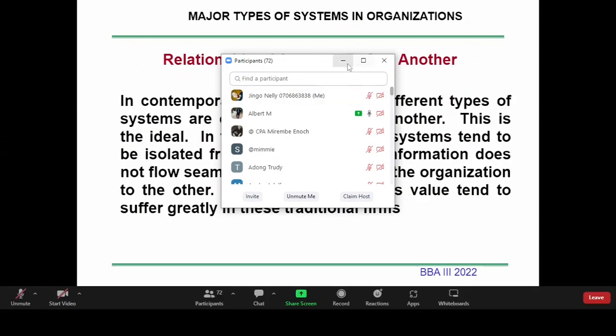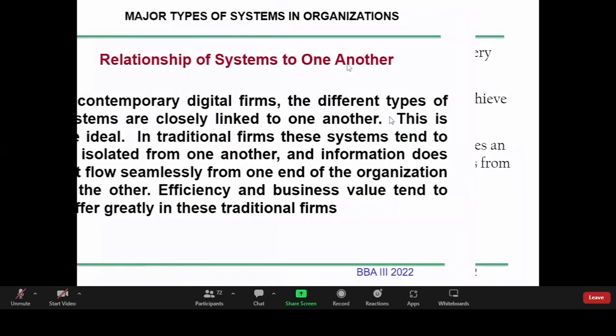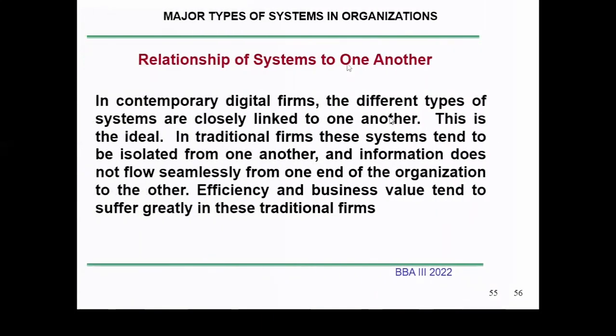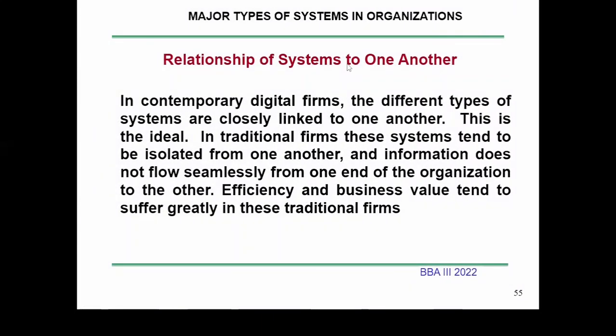I'll move on to relationship of systems to one another. We are saying that in contemporary digital firms, the different types of systems are closely linked to one another. This is the ideal. They should all work hand in hand. In traditional firms, these systems tend to be isolated from one another.